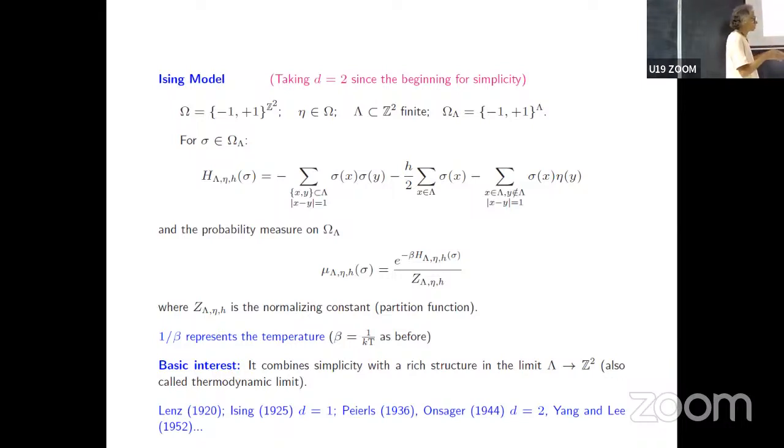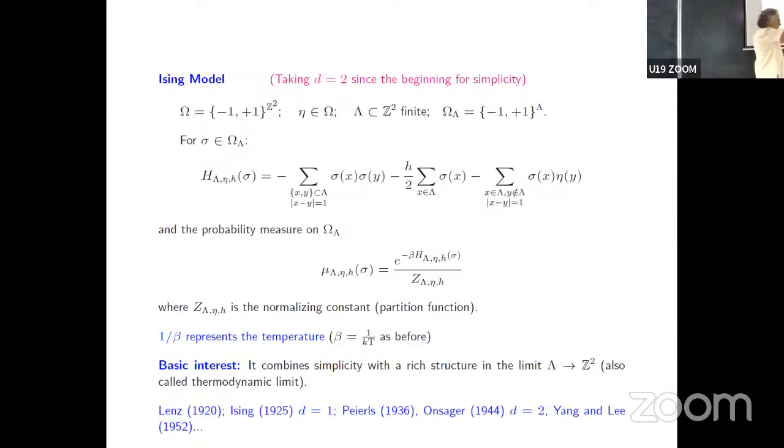So it's an energy that wants them to be alike with the neighbors. Then I have an energy with an h. That is, I have a magnetic field acting on everybody, so they like to have the same sign as each other. And this is in a finite box. And then I look at the outside. The outside is frozen, say, eta, and I interact with the outside.